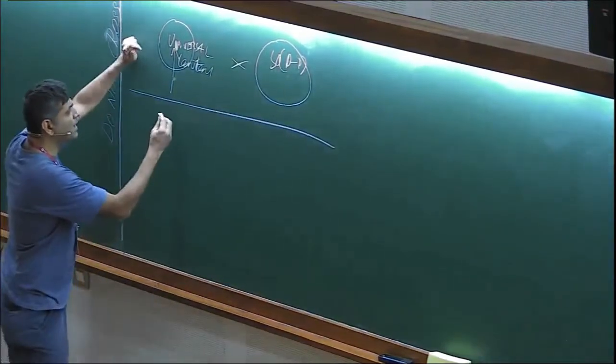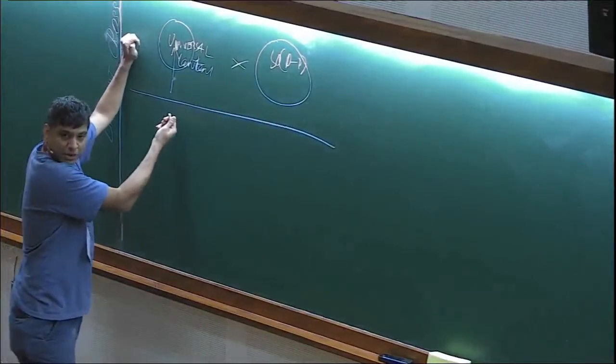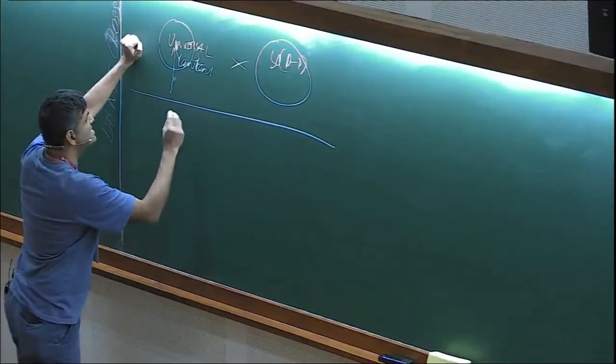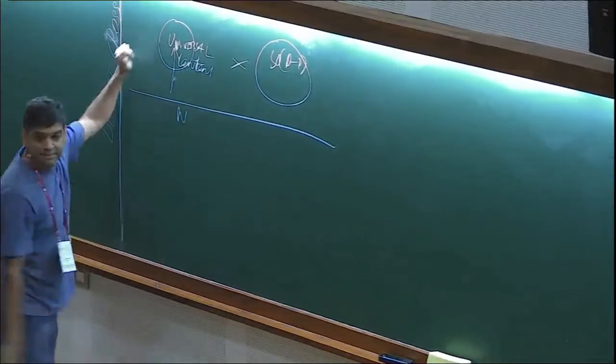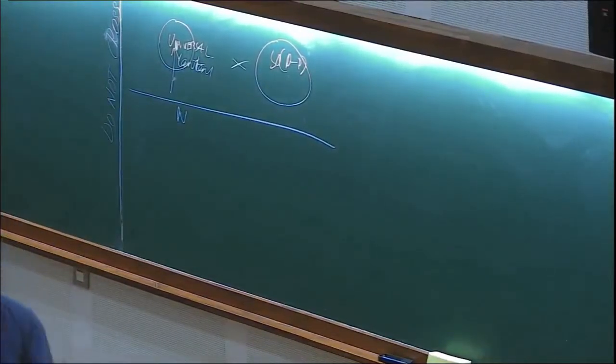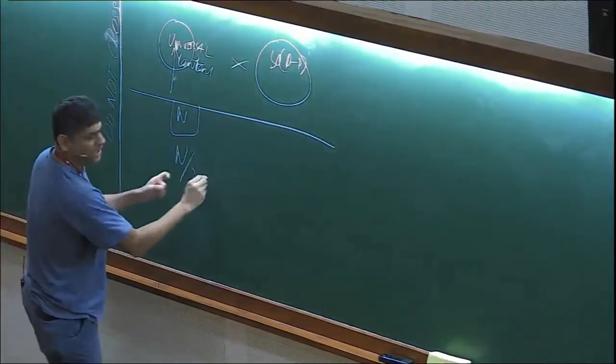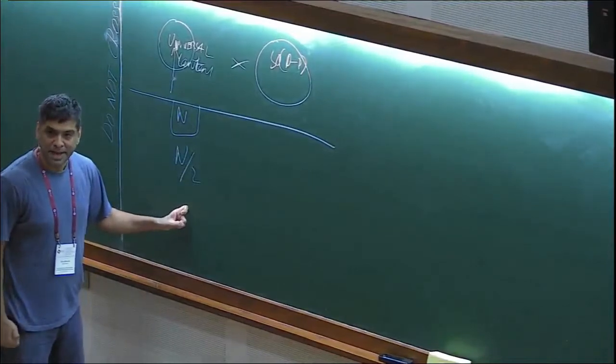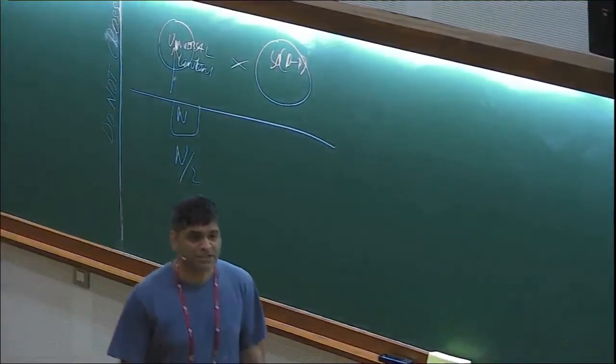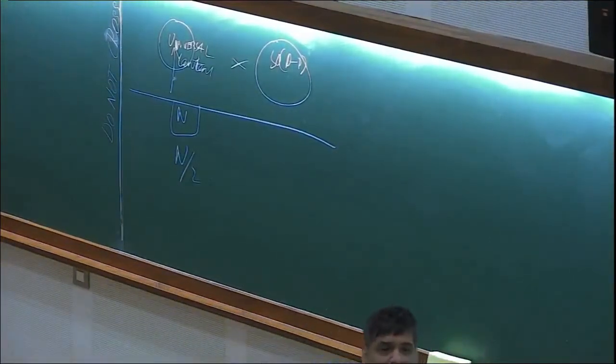So suppose the total number of supercharges is n. Now you remember that in the massless case, n/2 of these supercharges were inactive. So the effective Clifford algebra is made out of n/2 charges. Now, of these n/2 charges, n/4 of them are creation operators, and n/4 of them are annihilation operators in the Clifford algebra.